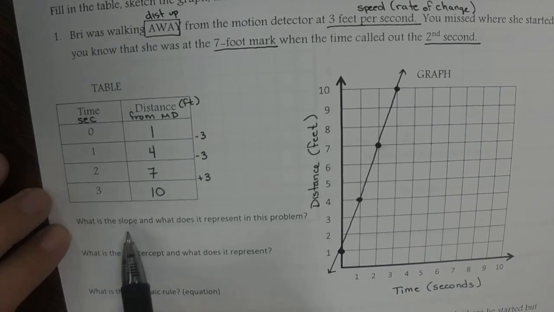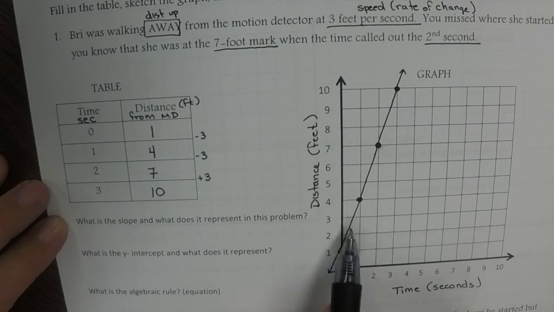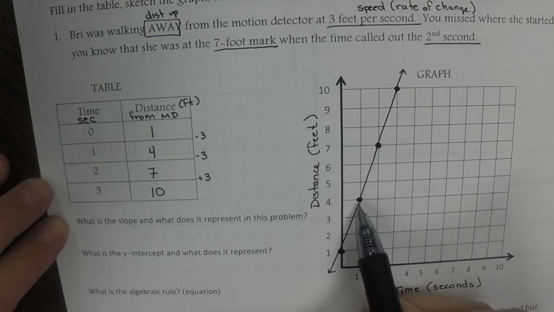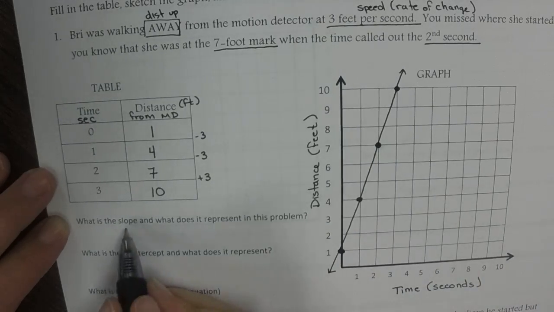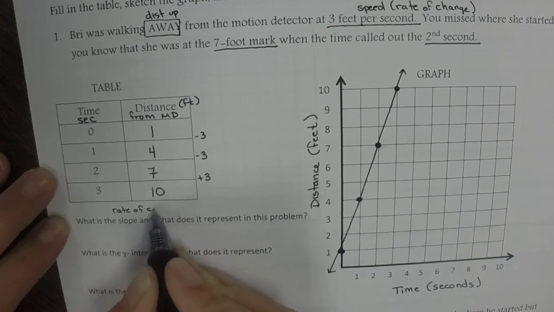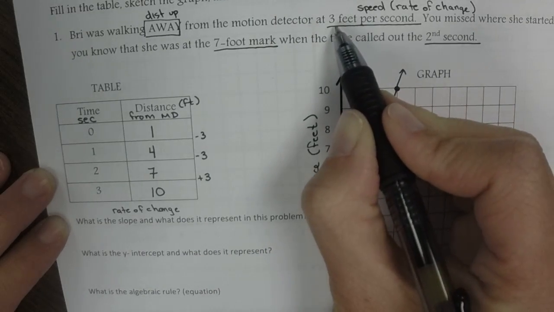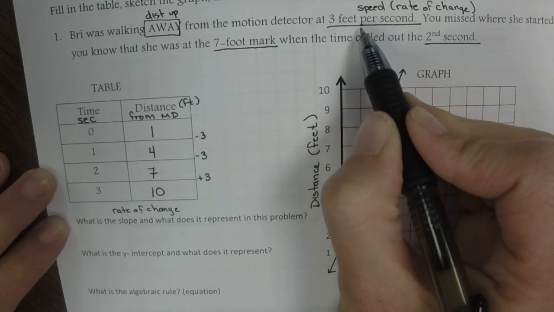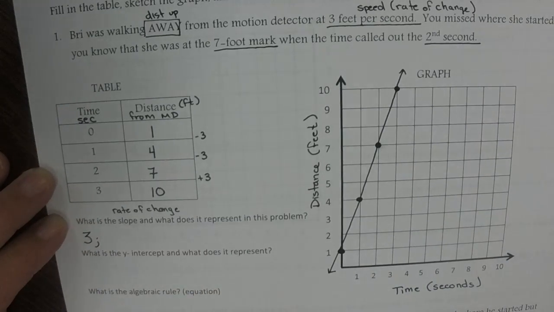Now it says, what is the slope and what does it represent? Well, we could always look at the graph and count our slope. Up 1, 2, 3 over 1, and figure out that our slope is 3. But remember, another word for slope is rate of change. So if our rate of change is 3, that also means that her speed was 3. So for many reasons, our slope here is 3.